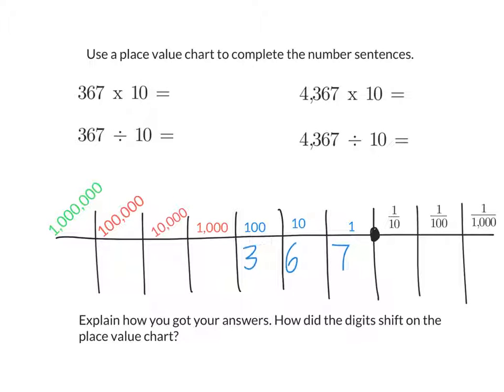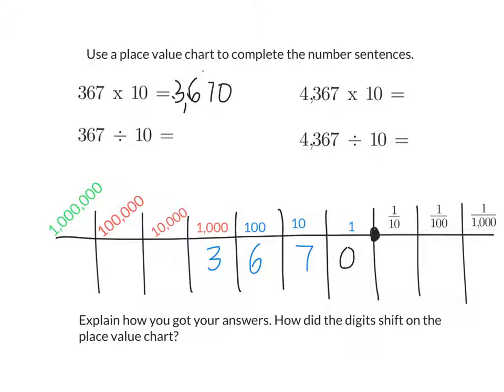So to make it 10 times bigger, the 3 would shift to the thousands place, the 6 would shift to the hundreds place, and the tens place would have the 7. What does that mean? What's in the ones place? 0. So I have to add a 0 there. So again, this is why the quote-unquote add a 0 trick works. 10 times 367 is 3,670.